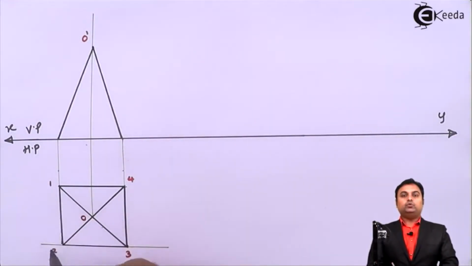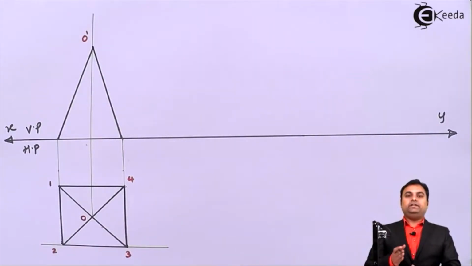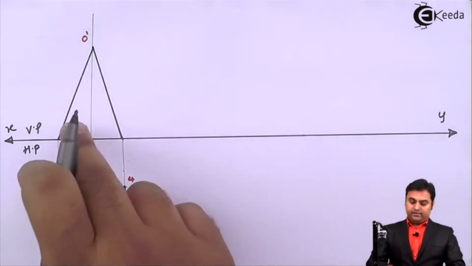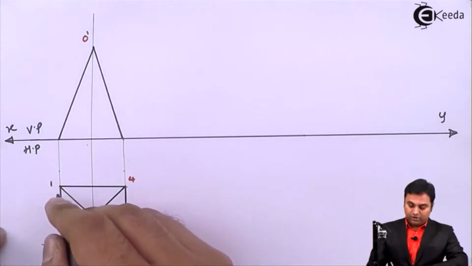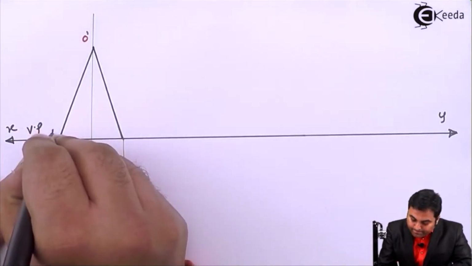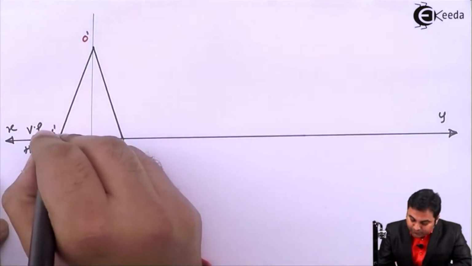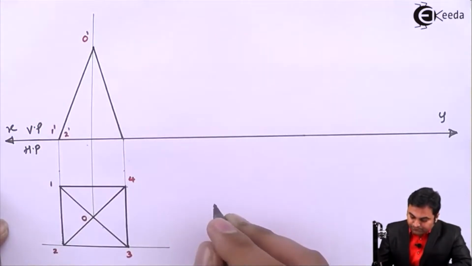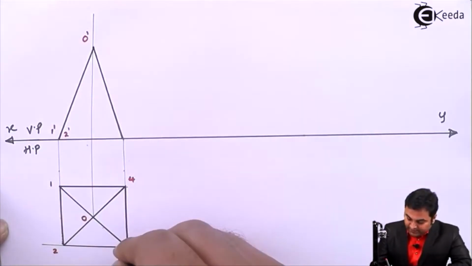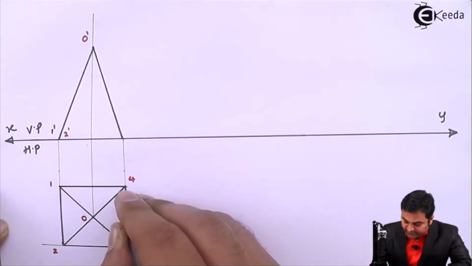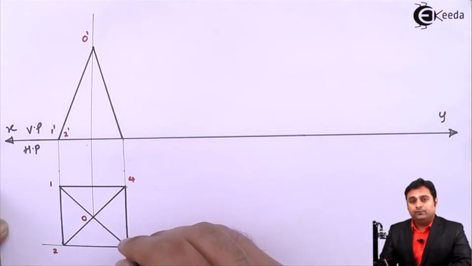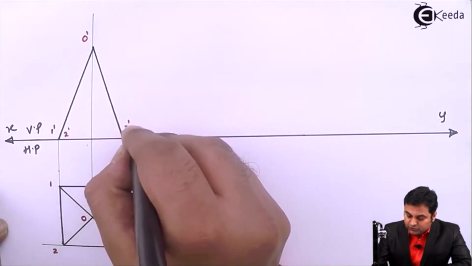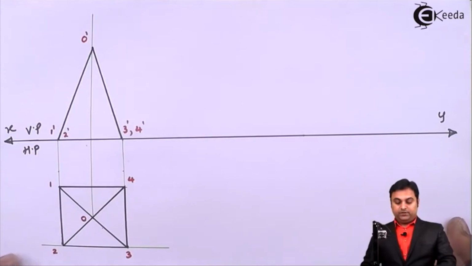Points 1 and 2, they are coinciding. Actually, this 1 and 2 is an edge. It will be seen as a point in front view. In the top view, it is seen as an edge 1 to 2, whereas in the front view, it will be seen as a point because both the points are coinciding here. So 1 dash, 2 dash. Next, here is the apex, and then points 3 and 4. It is seen as an edge in the top view, whereas in the front view, it will be seen as points. So 3 dash and 4 dash.